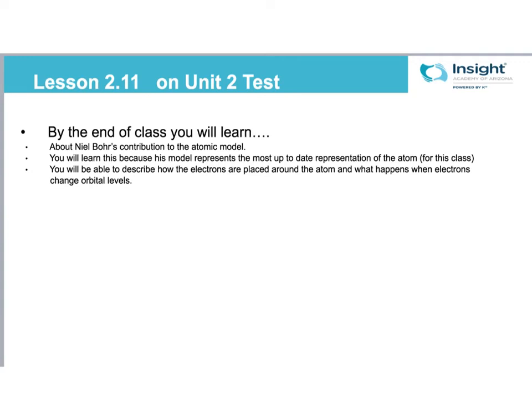Alright, so the last lesson from Unit 2 is about Niels Bohr, who made the most advanced atom model that we will discuss in this class. There is actually a model beyond this, but it's outside the scope of this class, though you'll probably hear about it if you ever take a chemistry class in college. Ultimately, understanding his model means you'll be able to describe how electrons are placed around the atom and what happens when those electrons move around or change orbital levels.